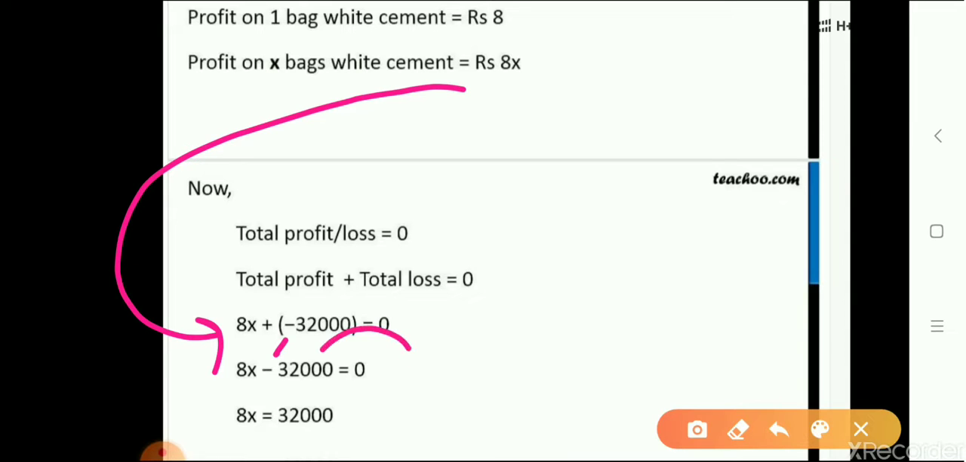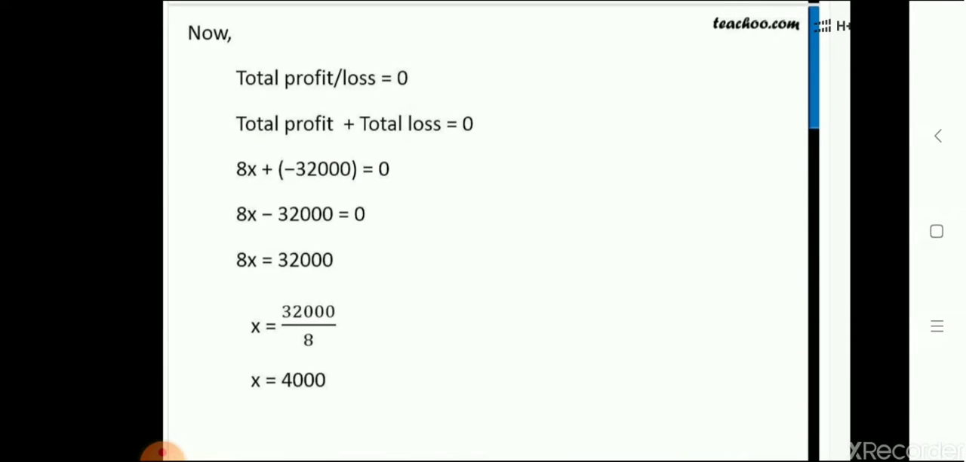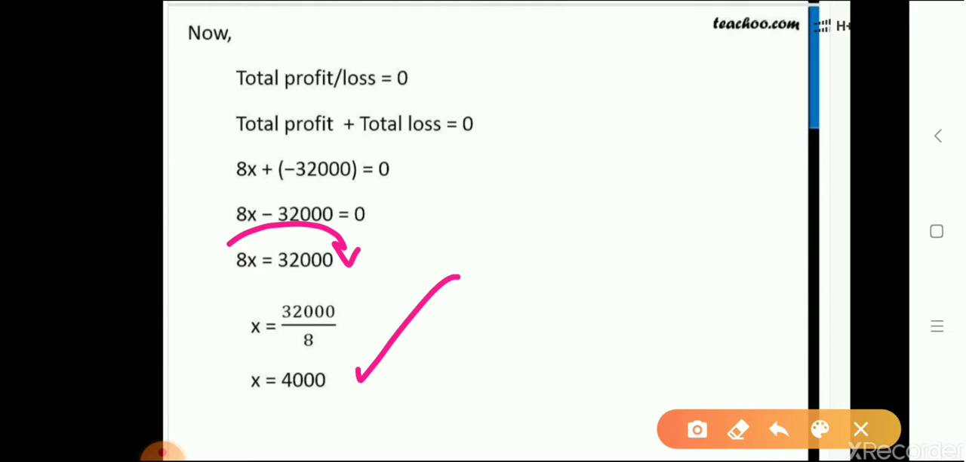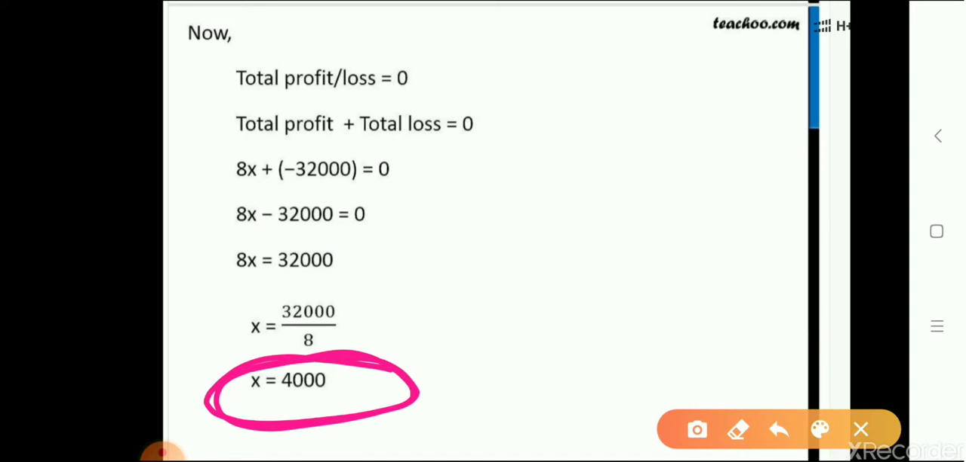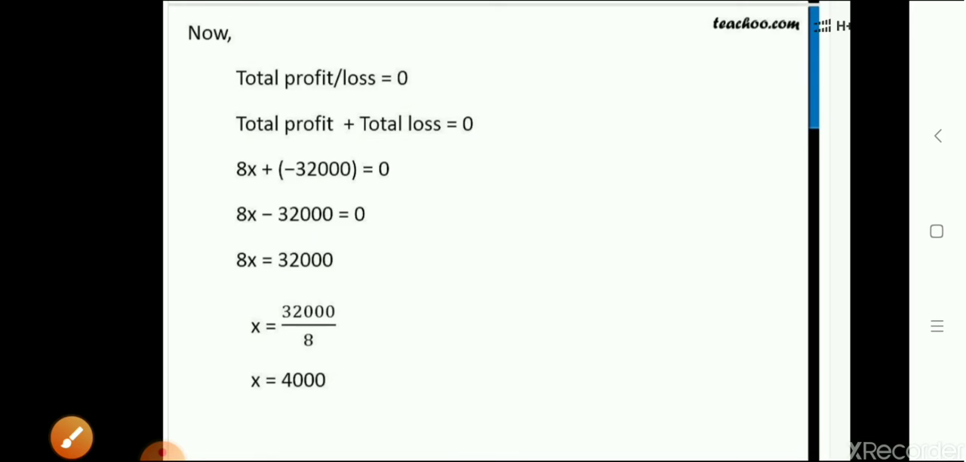This 32,000 will be shifted to the other side and its sign will change, so it will be plus 32,000. 8x is equal to 32,000. Now this 8 will be shifted to the other side, and since here it is in multiplication, its sign will be of division. So 32,000 divided by 8 gives us 4,000. So we have now calculated the number of white cement bags sold, which is 4,000 bags. Understood? Now the question is completed.